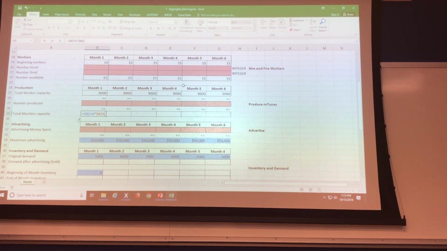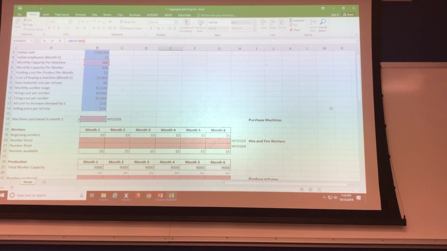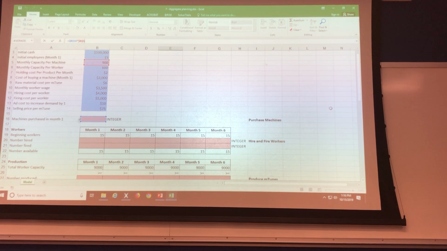This number isn't actually going to change because we buy the machines at the beginning and we keep them the whole time. We don't buy more, we don't get rid of them. We buy them and then we use them. So the B16 times the B5, that number will be the same the entire time. Both of those should have absolute references. Copy it over. I move over to month 4 and I check on it, and fortunately, it's still referencing how many machines times how many per machine. Okay, so that's good.